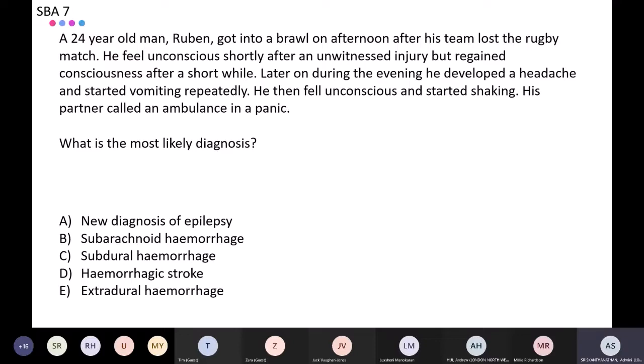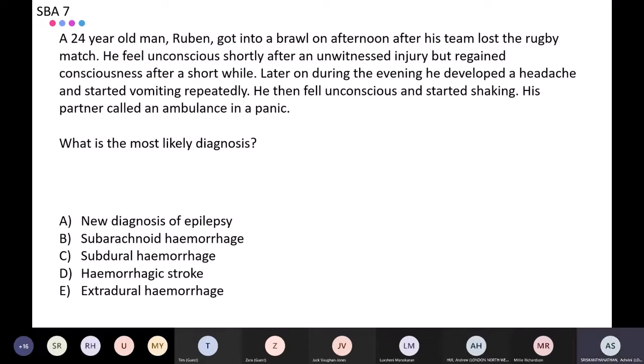Okay, so you've got a 24-year-old man, Ruben, who got into a brawl one afternoon after his team lost the rugby match. He fell unconscious shortly after an unwitnessed injury, but regained consciousness a short while later. Later on during the evening, he developed a headache and started vomiting repeatedly. He then fell unconscious and started shaking. His partner called an ambulance in a panic. What's the most likely diagnosis?